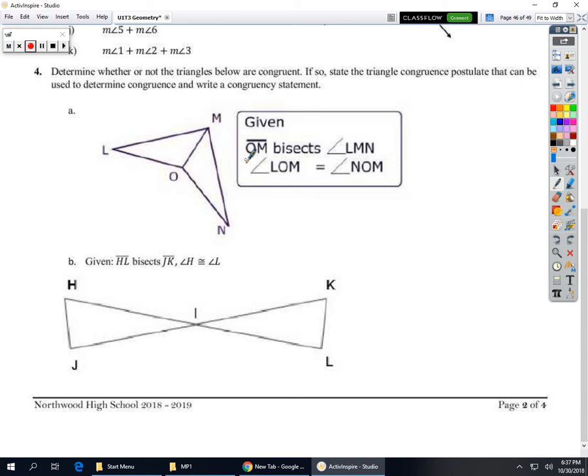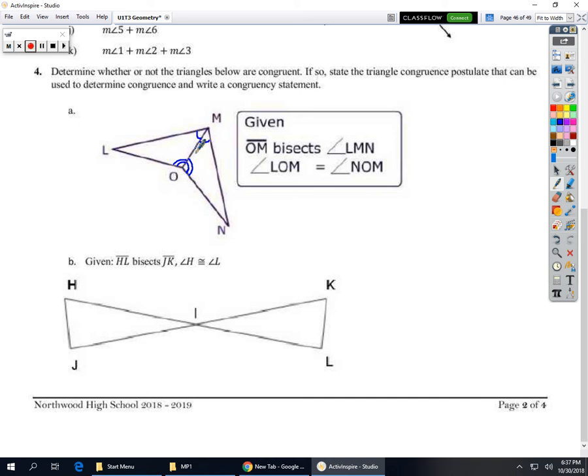OM bisects LMN. This line here bisects LMN. That means LMN has been cut exactly in half. If it's cut exactly in half, then these two are certainly congruent. LOM is congruent to NOM. How do I know? Because they told me. Let's mark it with 2. You don't want to mark it as the same angle as the first one. So mark it with 2. All right, I have 2 angles that are congruent.